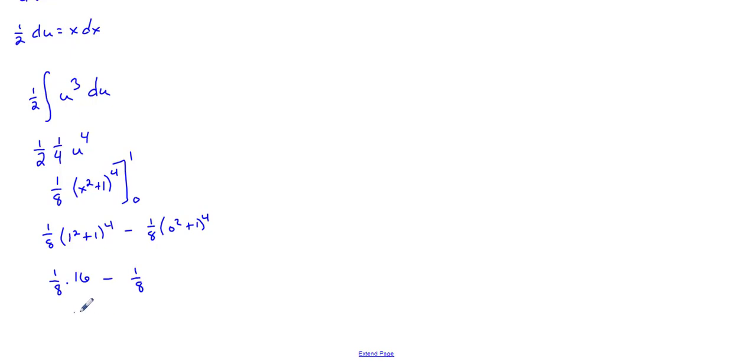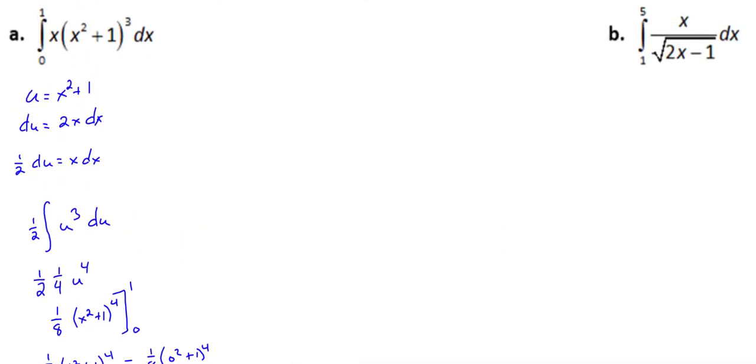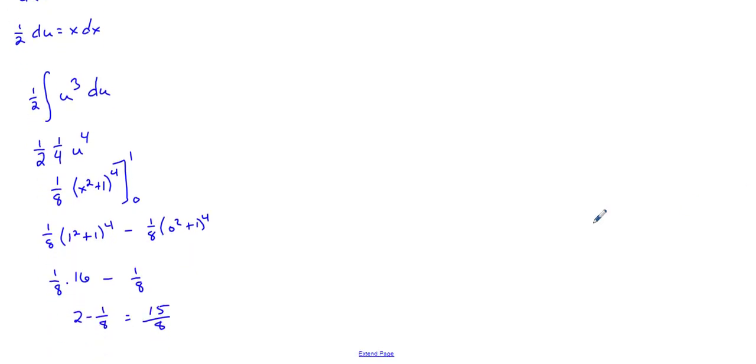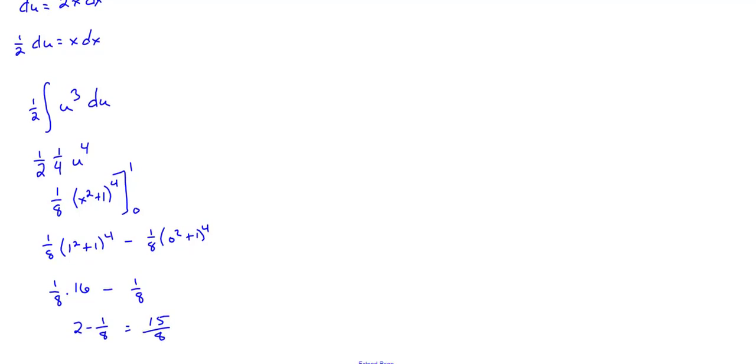So that'd be what, 2 minus 1/8? And that'd be 16/8 minus 1/8. So that'd be what, 15/8? Again, if this was area, this would be unit squareds. If this was a rate from like time equals 0 to 1, this would be the amount, right? Okay, questions on this so far?